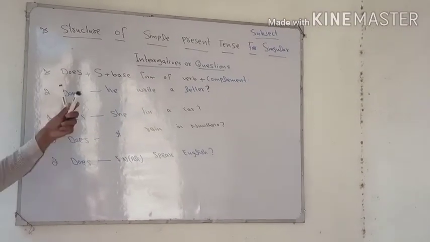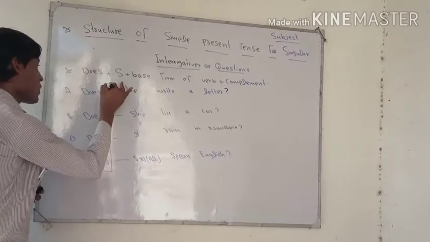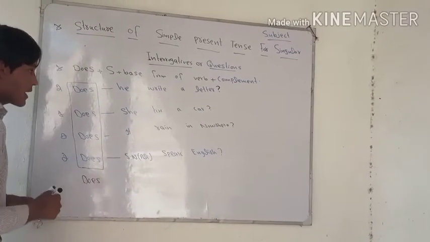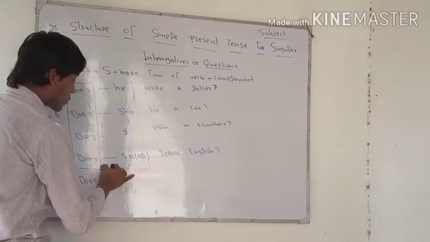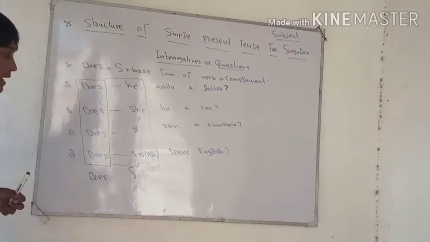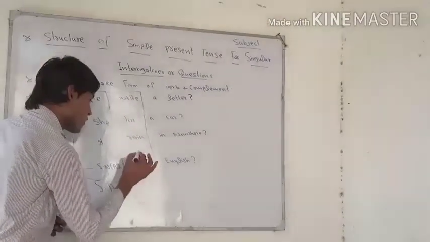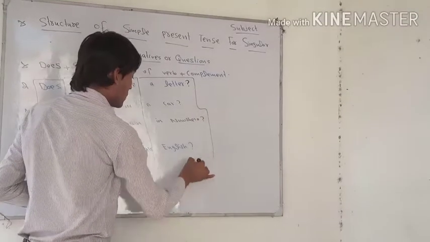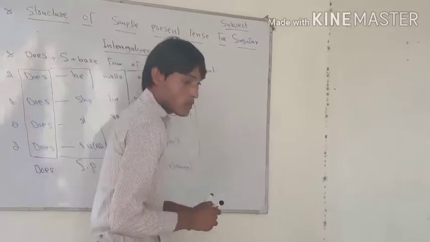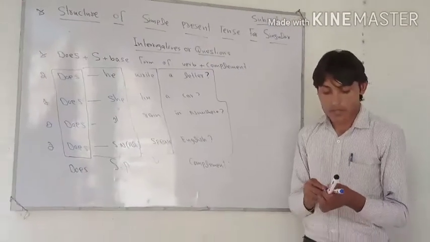Now again we have to look at the formula. What does the formula tell us? First, we need to add does. Second, we need a subject pronoun, but which kind? Singular ones. We can also call it simply the subject. The third thing is that it is followed by the base form of the verb, and whatever is remaining is counted as the complement. Yes, this is the way to construct the interrogative structure of simple present tense.